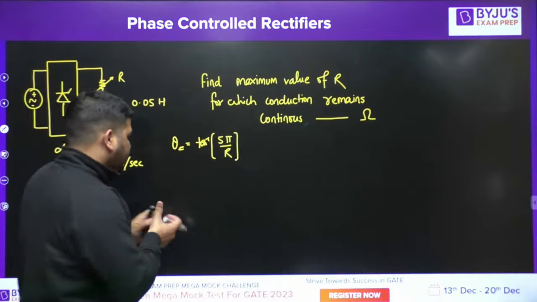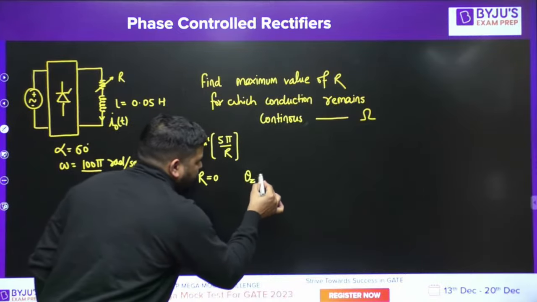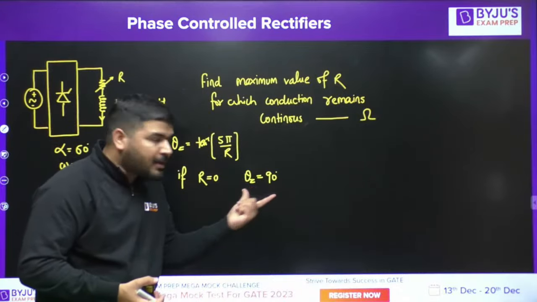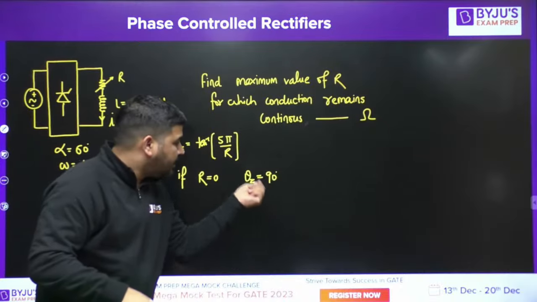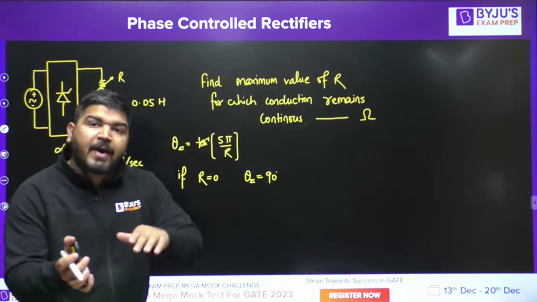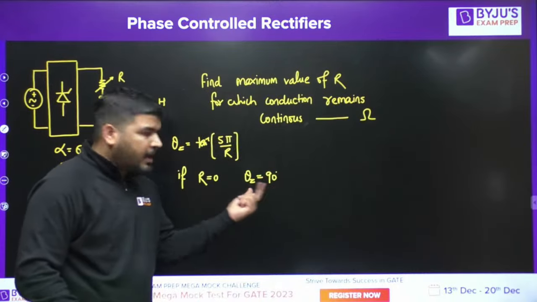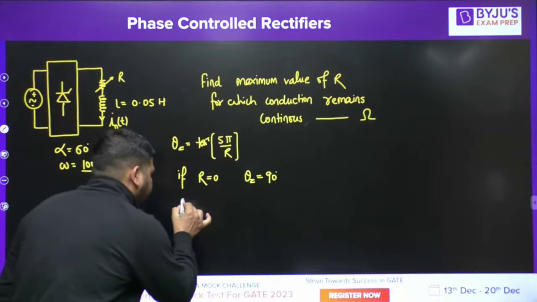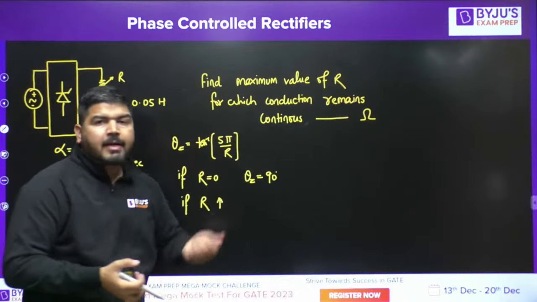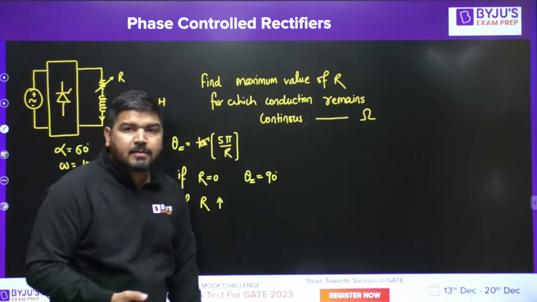We know that if R is 0, then theta Z becomes 90 degree. It means if R is 0, then the boundary point, the alpha at which the conduction is just continuous, is 90 degree. If alpha is beyond 90 degree, conduction will become discontinuous. Now, if I keep on increasing R, obviously this theta Z will decrease.